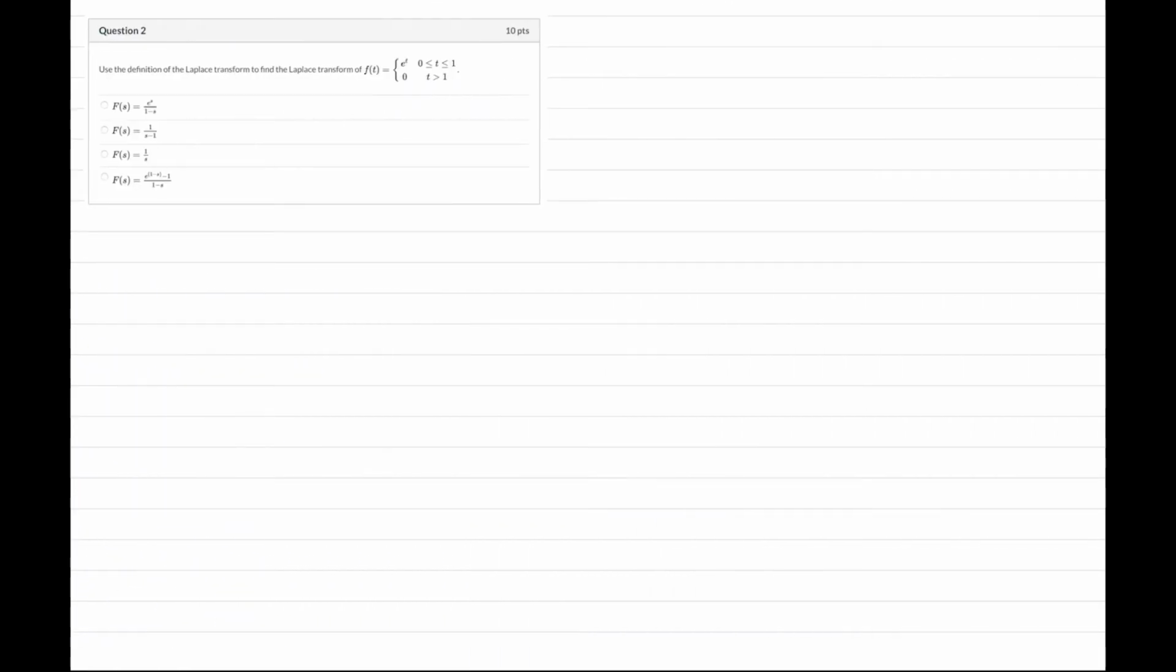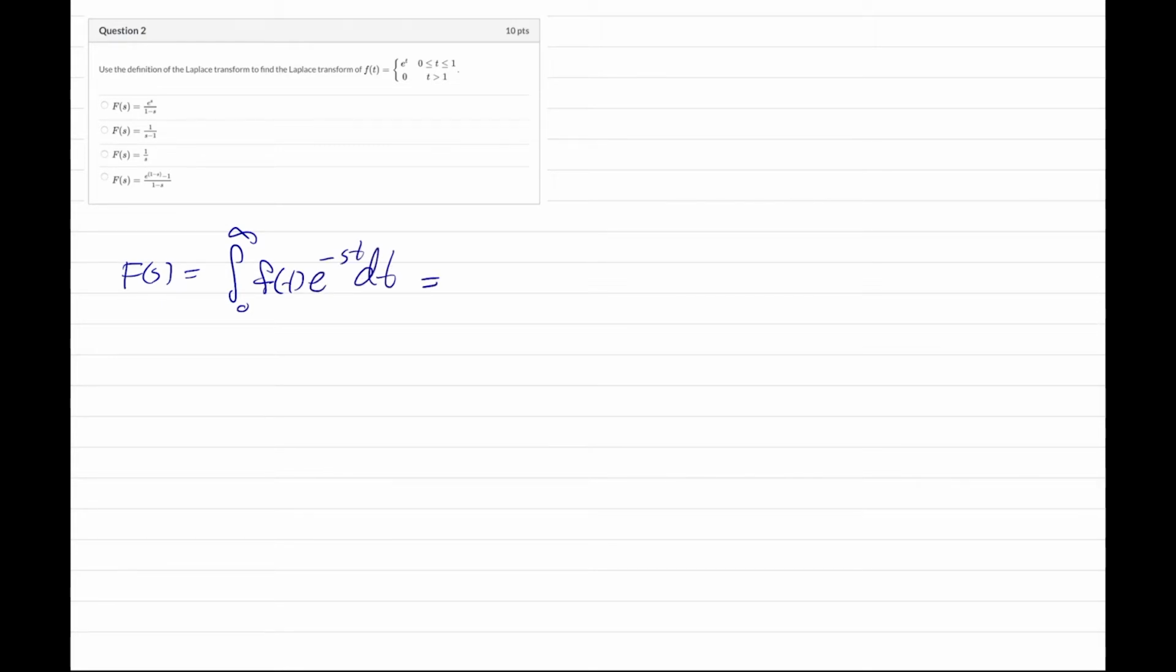Let's go on to problem 2. Use the definition of the Laplace transform to find the Laplace transform of f of t equal to this piecewise defined equation. So if I want to write F of s, that's going to be the integral from 0 to infinity of f of t e to the minus st dt.